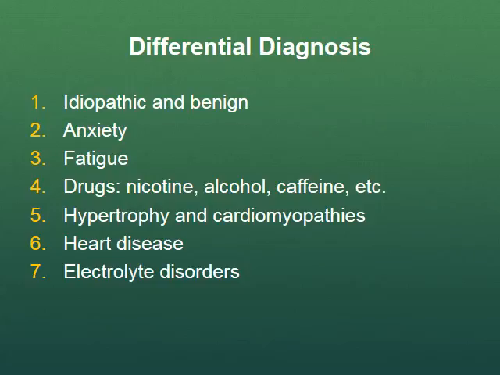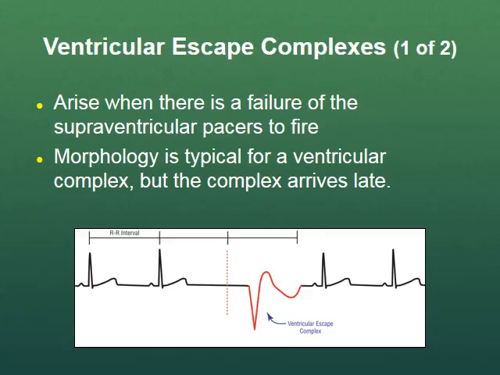Our differential for PVCs: most of the time idiopathic, not necessarily benign, but they can be. Most people probably have a PVC every now and again. Can be caused by anxiety, fatigue, just like everything else. Nicotine, alcohol, caffeine. Common with hypertrophy of the left ventricle, cardiomyopathy, heart disease, and electrolyte derangement.